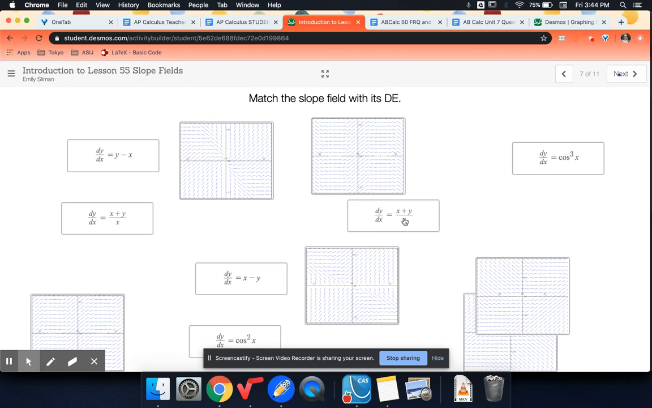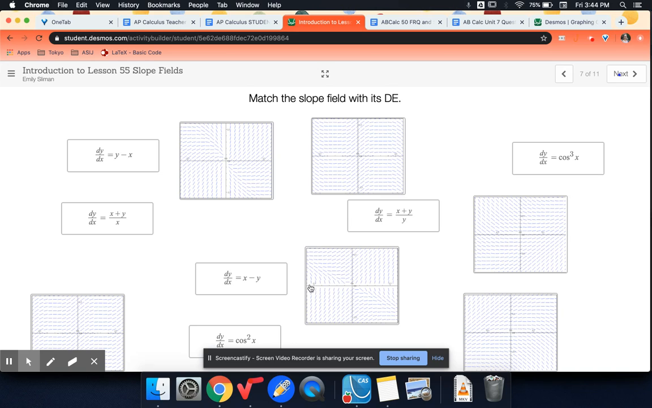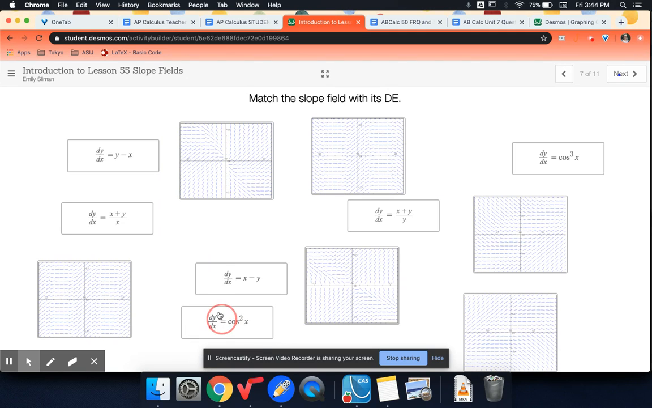So I would think about, for example, here, I can't plug in y equals 0, so I would be looking for a slope field that has no slopes along the x-axis. I would also be thinking about positives and negatives. So for example, cos squared is always going to be positive, so I'll be looking for things that only have positive slopes.